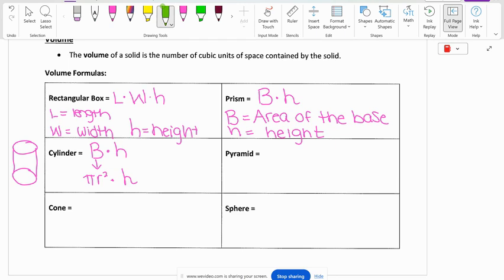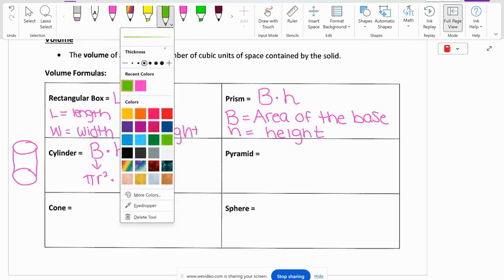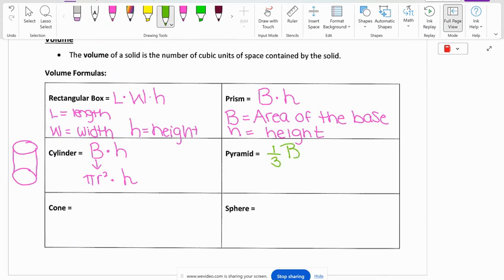Now, the pyramid and the cone are a little bit different. Instead of area of the base times the height, it's going to be 1/3 capital B times H, where remember, capital B represents area of the base and H represents the height. So the prism and the cylinder are the same, and the pyramid and the cone will be the same. So the cone is also going to be 1/3 capital letter B times H.